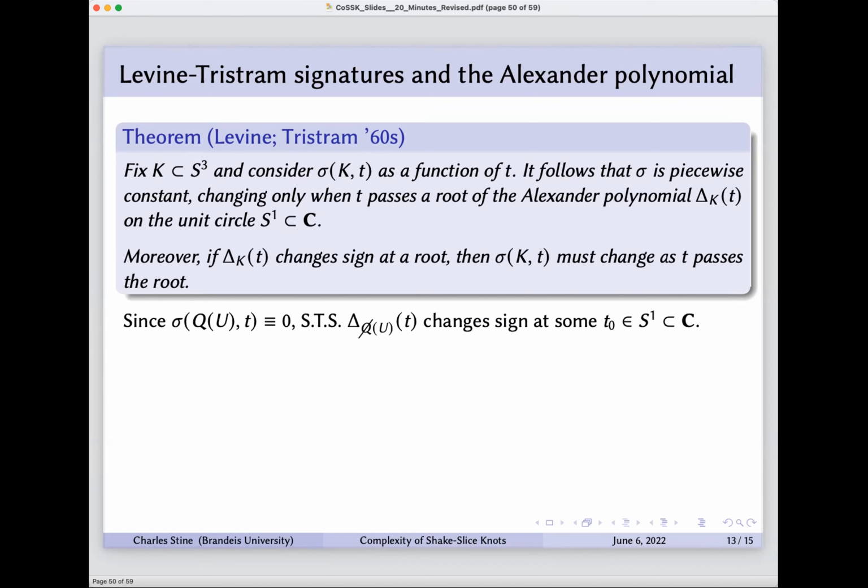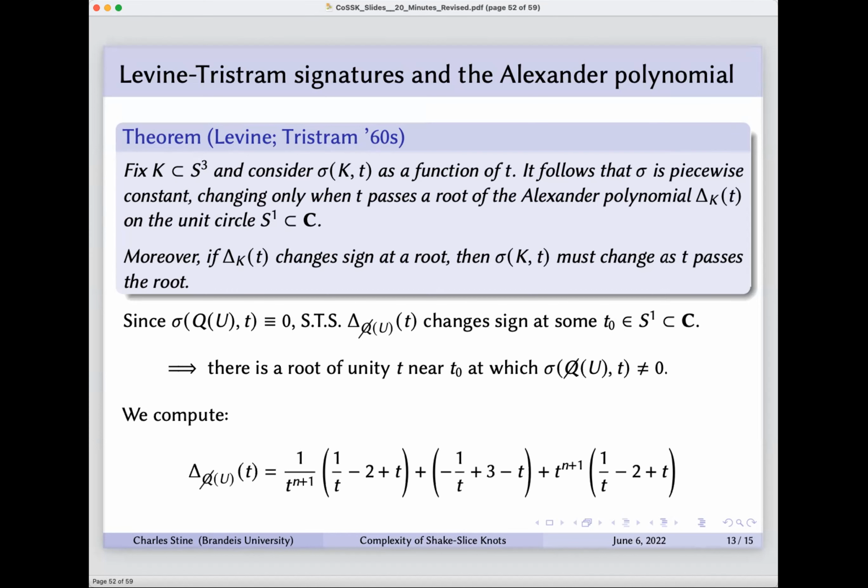So since sigma of Q applied to the unknot is identically 0, we just need to find some T value at which the Alexander polynomial of Q slash changes sign. It will follow that on one side or the other of that critical T value, the signature of Q slash is not equal to 0. And then that will be our T value to complete our calculation.